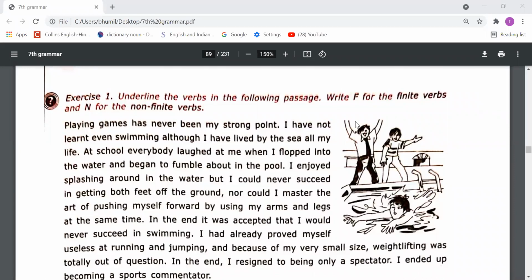Muskan, you please tell me. Muskan, please tell me what can be the answer. Yes, sir. Sir, non-finite.